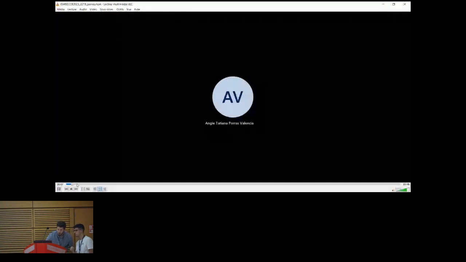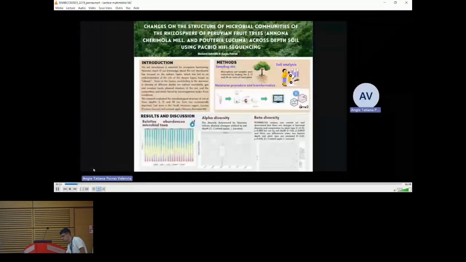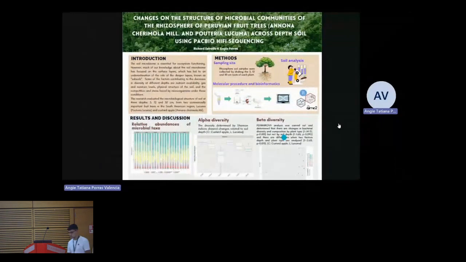I will be presenting my poster titled Change in the Structure of Microbial Communities of the Rhizosphere of Peruvian Fruit Trees, Annona cherimola and Pouteria lucuma, across deep soil using PacBio HiFi sequencing.